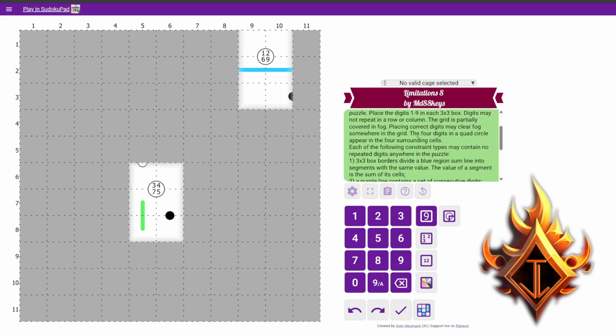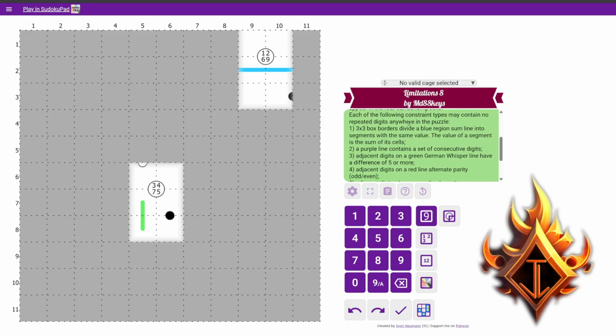The grid is partially covered in fog. Placing correct digits may clear fog somewhere in the grid. The 4 digits in a quad circle appear in the 4 surrounding cells. Each of the following constraint types may contain no repeated digits anywhere in the puzzle. So, 3x3 box borders divide a blue region sum line into segments with the same value. The value of a segment is the sum of its cells.